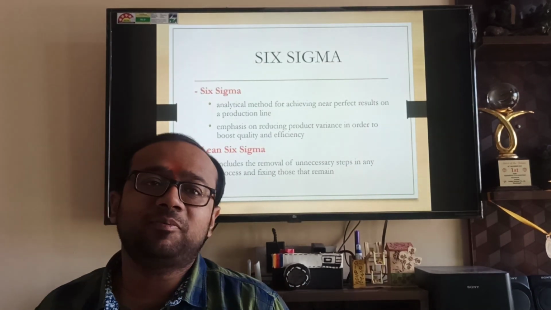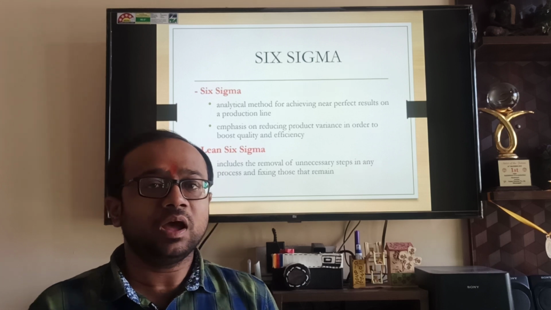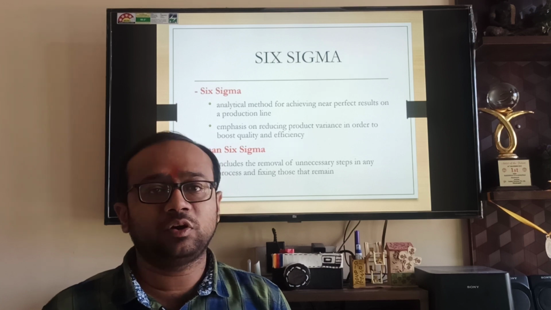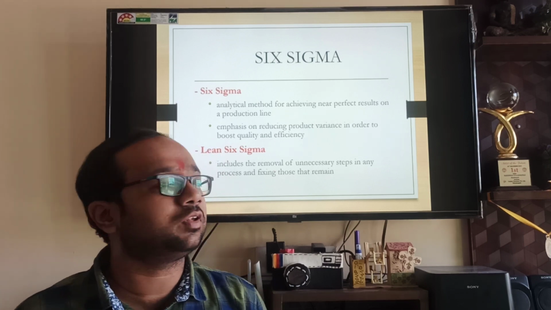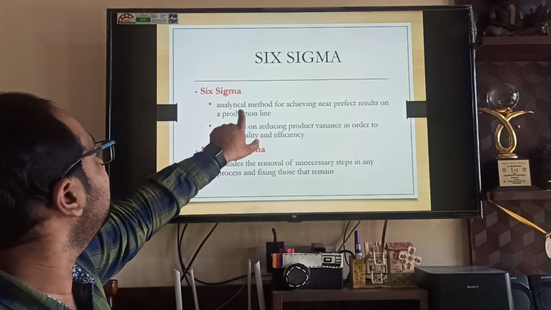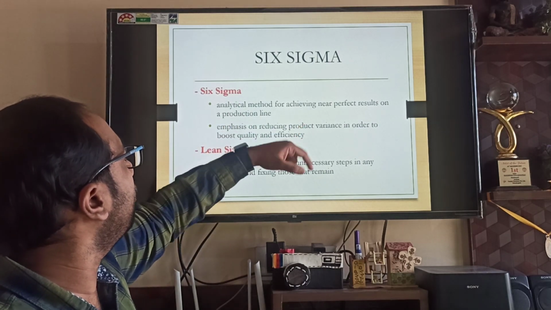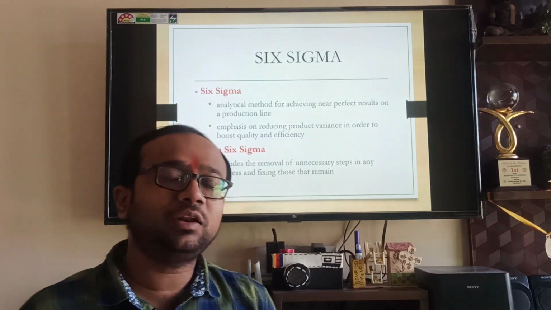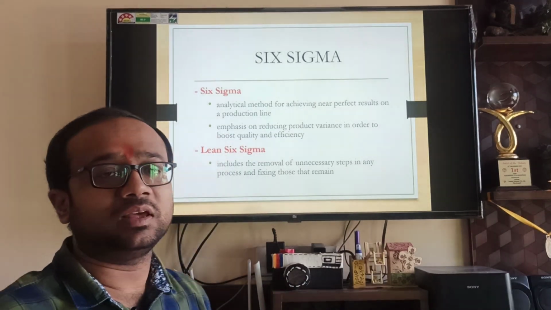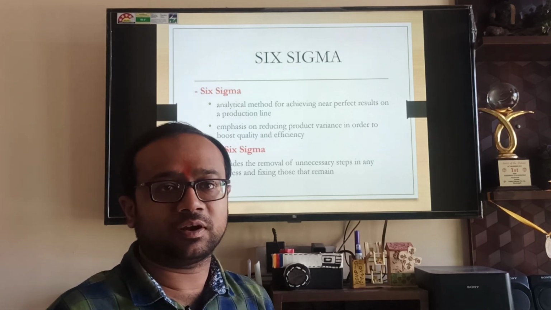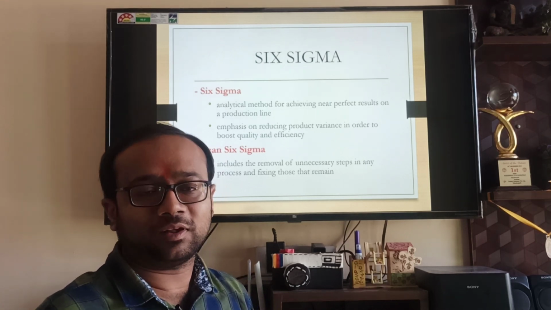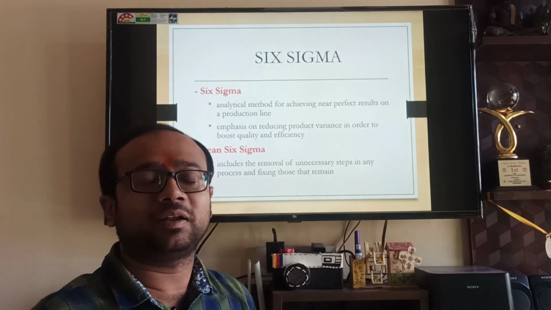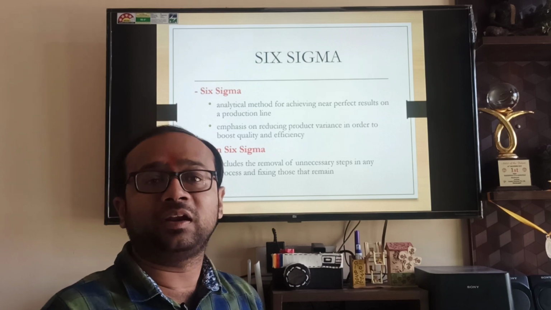Now, a very important concept: Six Sigma. We will only touch base on it, but it is very important. Many certifications are there, and people who specialize in operations especially have a whole subject on Six Sigma. So what is Six Sigma? It is an analytical method for achieving near-perfect results on a production line. If you are working on the production line, you want to achieve near-perfect results. See, a 100% perfect result is very difficult. From an exam student perspective, getting 100 out of 100, though not impossible, is difficult. Near perfect means getting 99 marks.